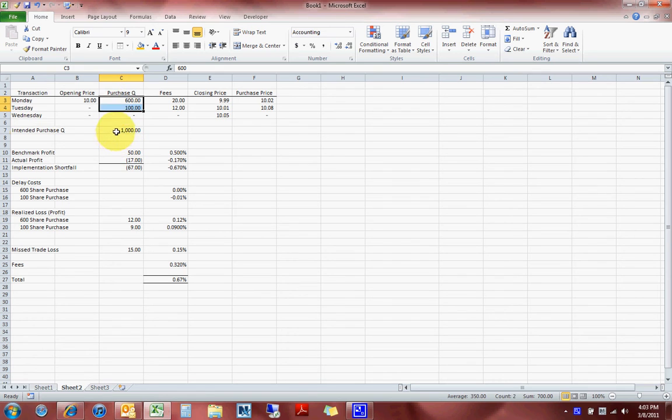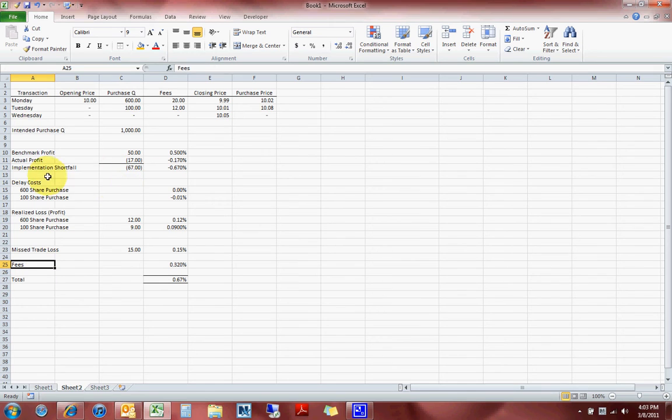So the decision was made on Monday morning to buy 1,000 shares of stock. We were only able to buy 700 shares at these two prices. And here's some extra information. You've got the closing prices, and these are the commissions we paid. The question really is, what is the implementation shortfall, and how is it broken down between delay cost, realized profit losses, missed trade opportunities, and fees?